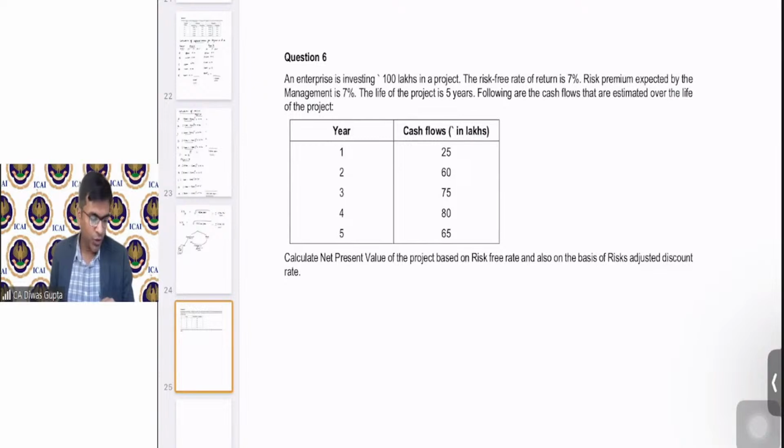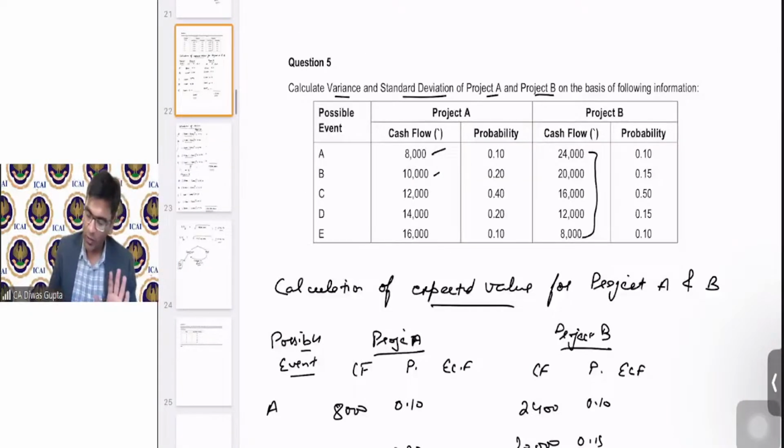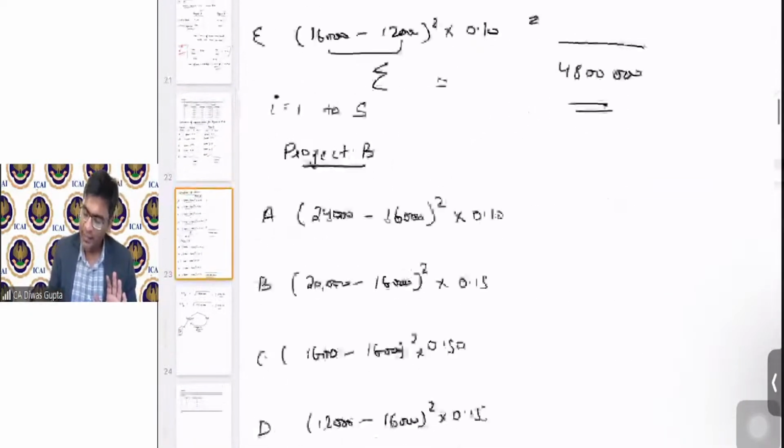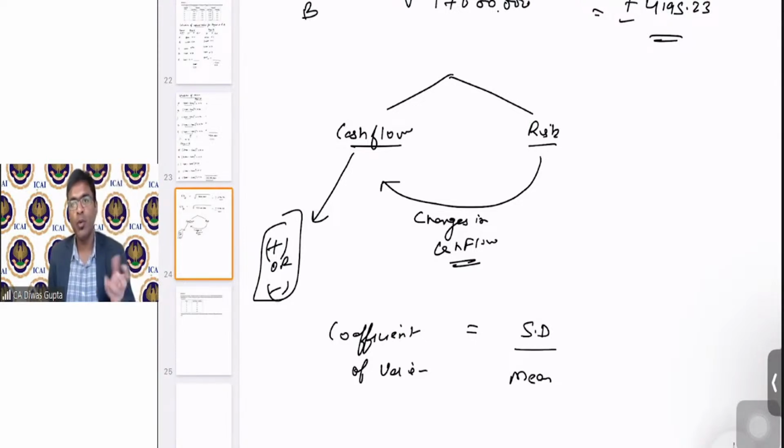Question number 6. Okay, I think till question number 5, are all of you clear? Now let's say this question itself asks you to calculate the coefficient of variation, right? SD divided by mean. Simple. For both the projects, can you do that? Yes, both the values are there.